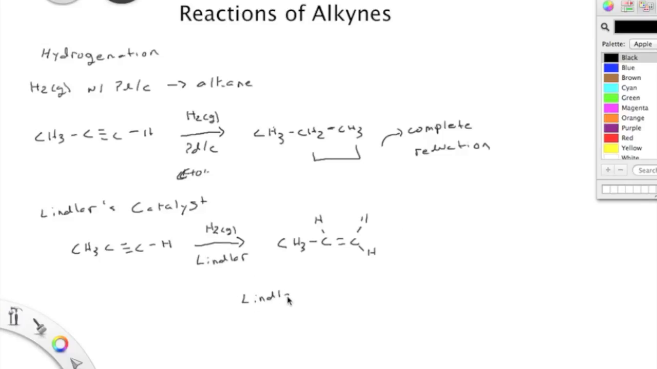So the Lindlar's catalyst is simply palladium deposited on something like potassium carbonate, and then it's poisoned with either some sulfur compounds or lead. And so it basically takes away the activity of the catalyst and lets it stop at the alkene. And so with Lindlar's catalyst, we end up getting the cis alkene.